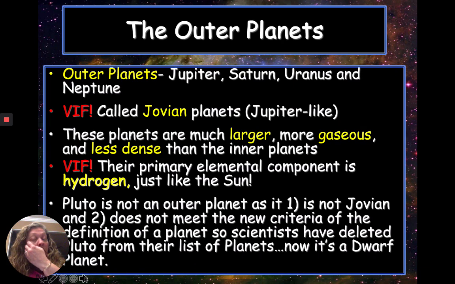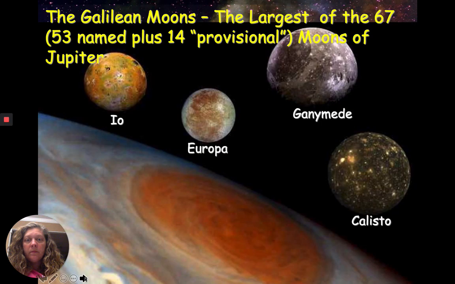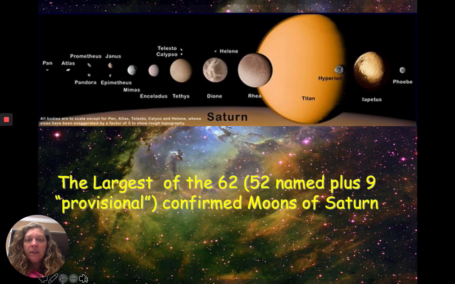The outer planets are the Jovian planets. They're the gas giants. There's Jupiter. Beautiful, isn't it? And Jupiter has a whole bunch of moons. These are the 4 big ones, the Galilean moons: Io, Europa, Ganymede, and Callisto. There's Saturn. Gotta love Saturn's rings. And Saturn also has a lot of moons.